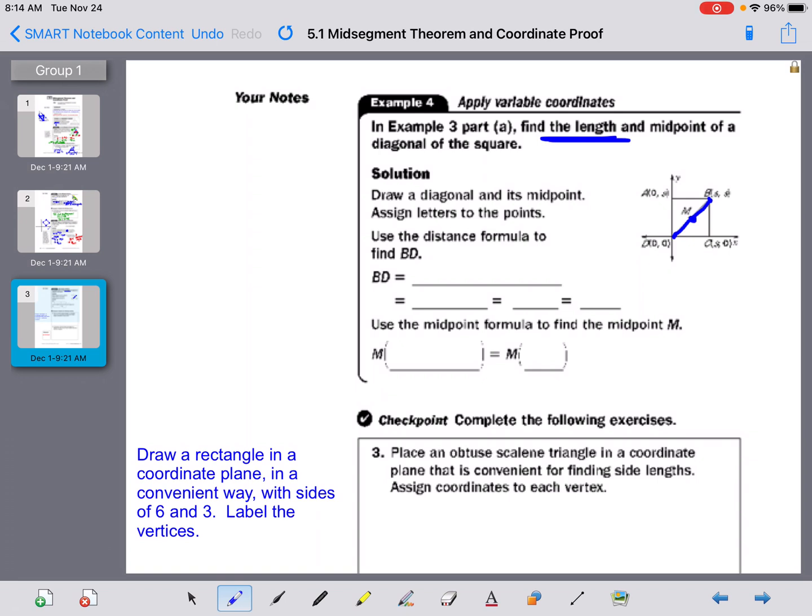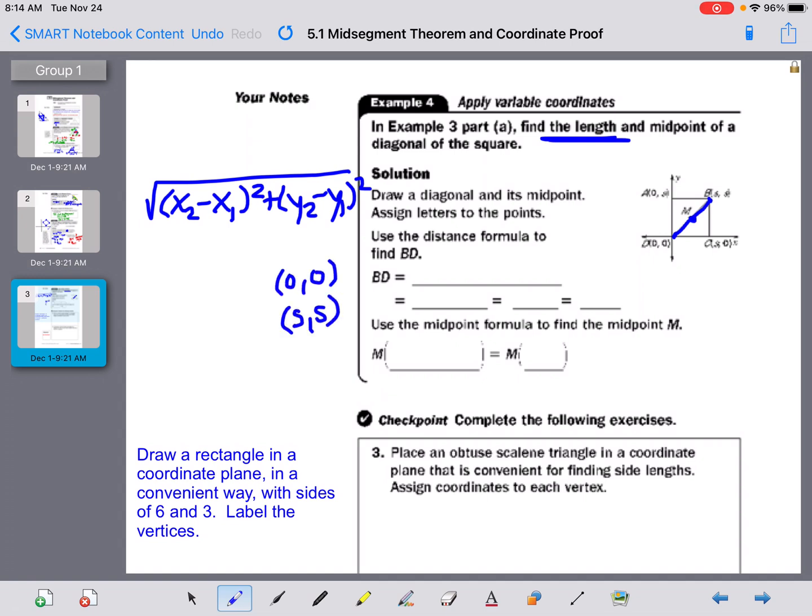So we get to use the distance formula, right? So don't forget our distance formula: the square root of x2 minus x1 squared plus y2 minus y1 squared, okay? And in this case, my one point is (0, 0), and my second point is (s, s), okay? So I take my big square root, right? I subtract my x's, s minus 0 squared. Subtract my y's, s minus 0 squared.